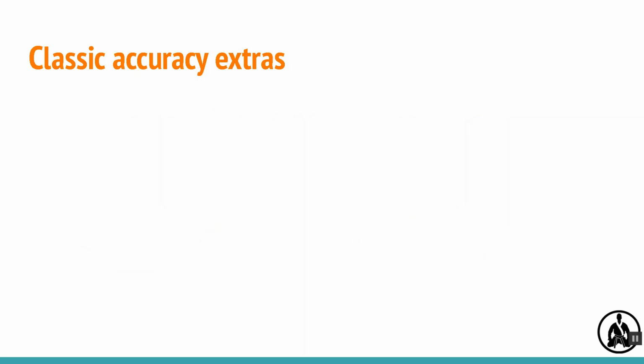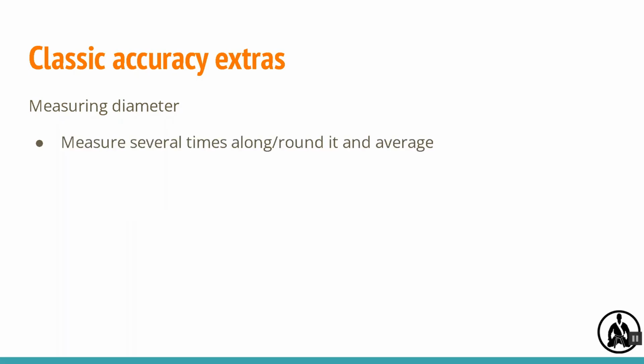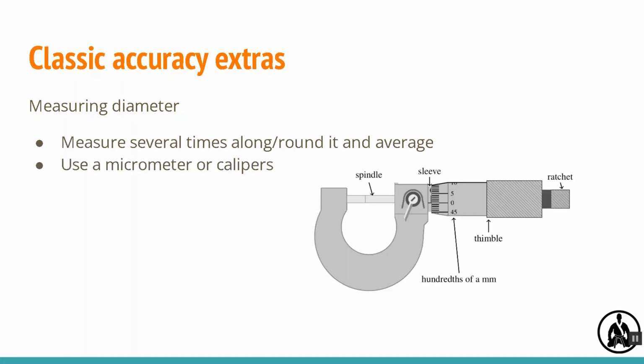For 2 marks, when asked how to make accurate measurements of diameter, for example of a wire or a ball bearing, students should write, they will measure several times along or round the thing and average, and secondly, they will use a micrometer or calipers.